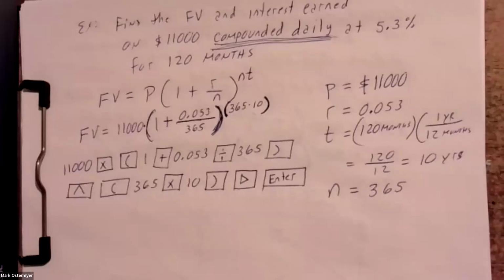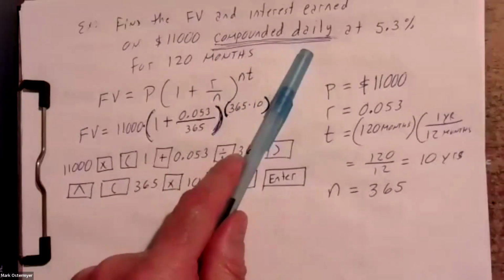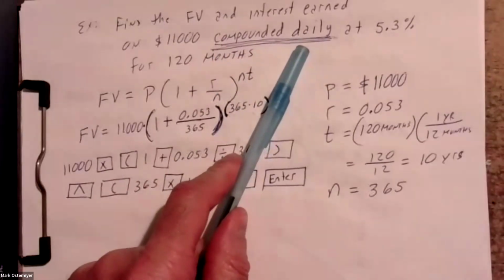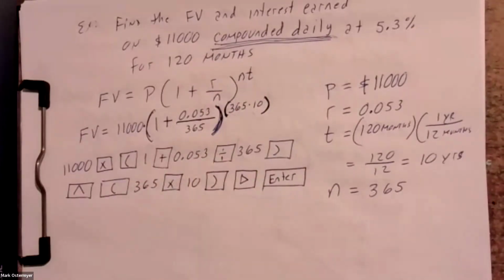How did you get N to equal 365? Because the interest is compounded daily. That means 365 times per year, correct? Remember, N is the number of times interest is computed per year. So if it's compounded daily, N is 365. If it's compounded monthly, N is equal to 12. If it's compounded weekly, N is equal to 52. Compounded annually, N is 1. Compounded semi-annually, N is 2. Compounded quarterly, N is 4.